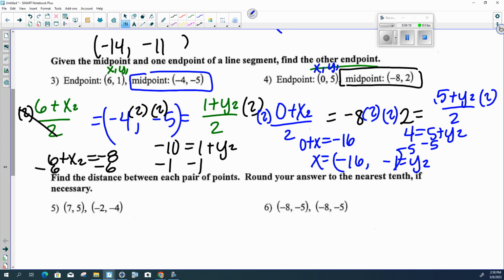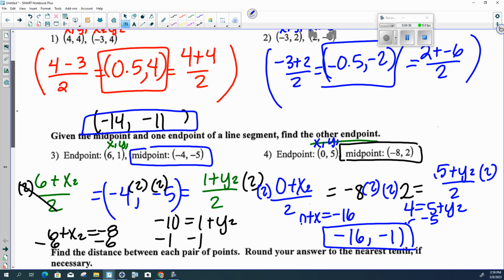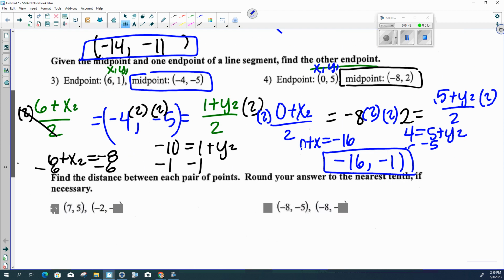So here is that answer. So negative 16, negative 1. I feel like I'm being so sloppy. That is the other end point. And here, negative 14, negative 11 is the other end point. Did I put these in a nice box? Yes. 1/2, 4, and negative 1/2, negative 2 are the midpoint.